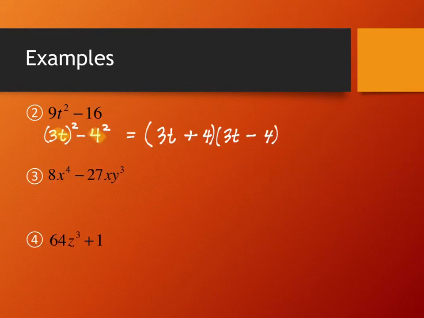So over here, the 9t squared and the 16 actually didn't have that. But my 8x to the 4th and my 27xy cubed do. What do they have in common? Well, the 8 and the 27 don't have anything. But what about the variables? They both have an x in them. So before I get too far down this line, I need to pull an x out. So if I pull an x out of x to the 4th, I end up with x cubed. And if I pull an x out of the 27xy cubed, I have 27y cubed.